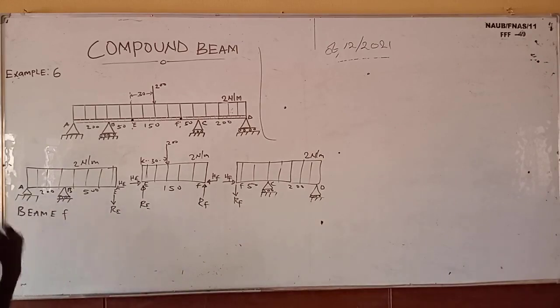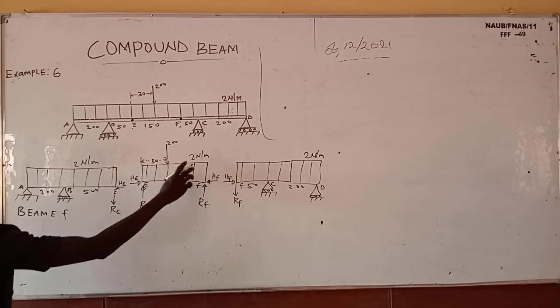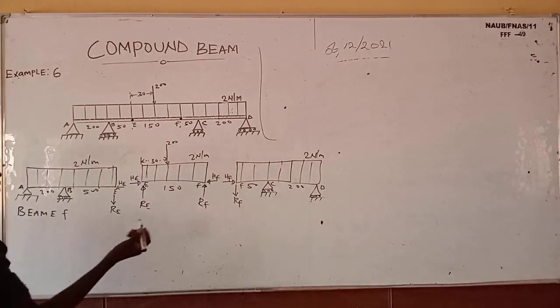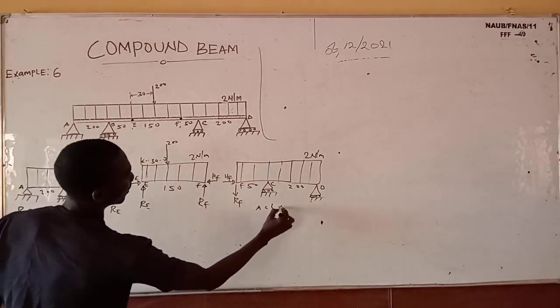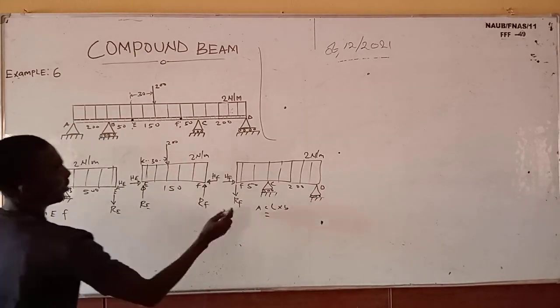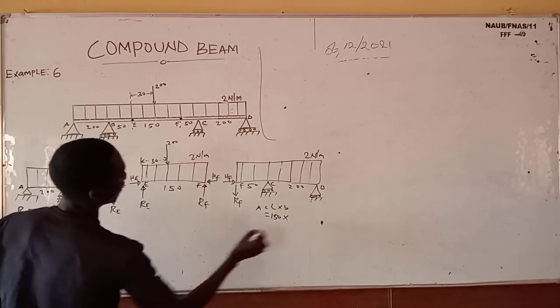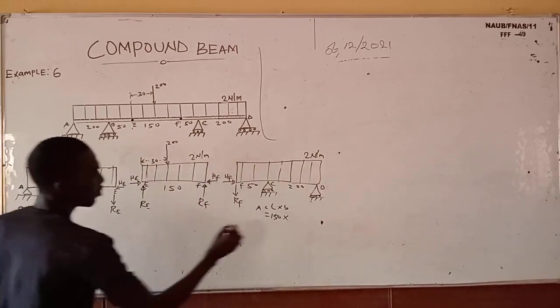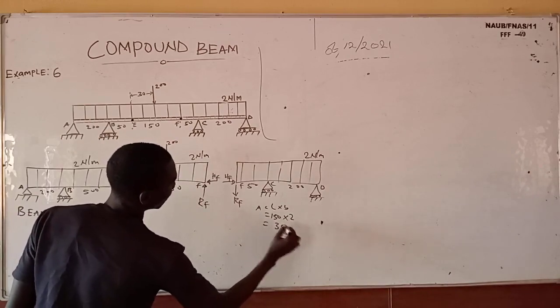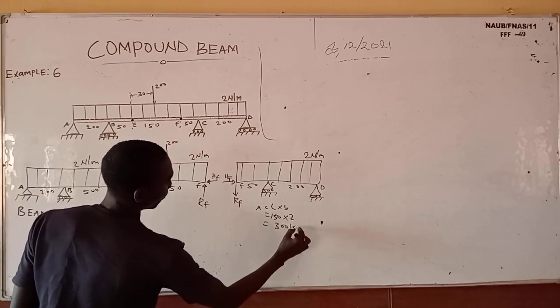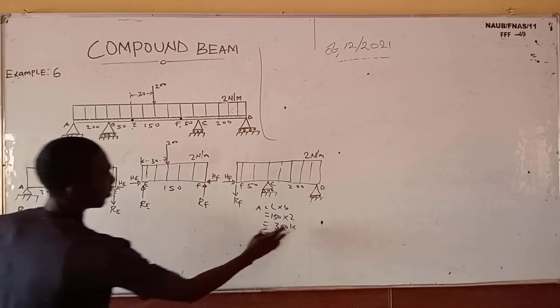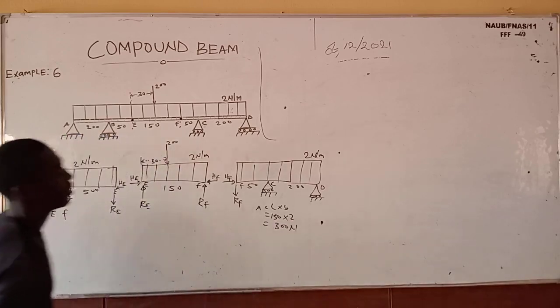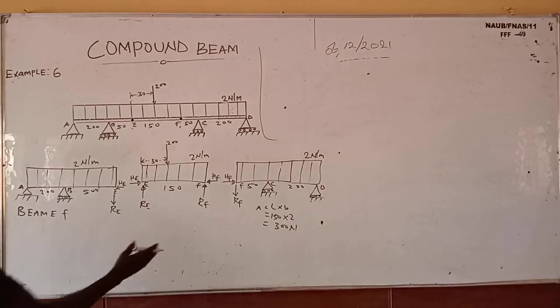I will be drawing the free body diagram. The first thing is to convert the uniform distributed load to a point load. And if you want to do that, area is what? Length times breadth. And length here is 150 times the breadth, that is 2, which is 300 kilo Newton. Okay, sorry, not in kilo. 300 Newton. Do you understand? And it's going to act at what? Half of the what? Center.